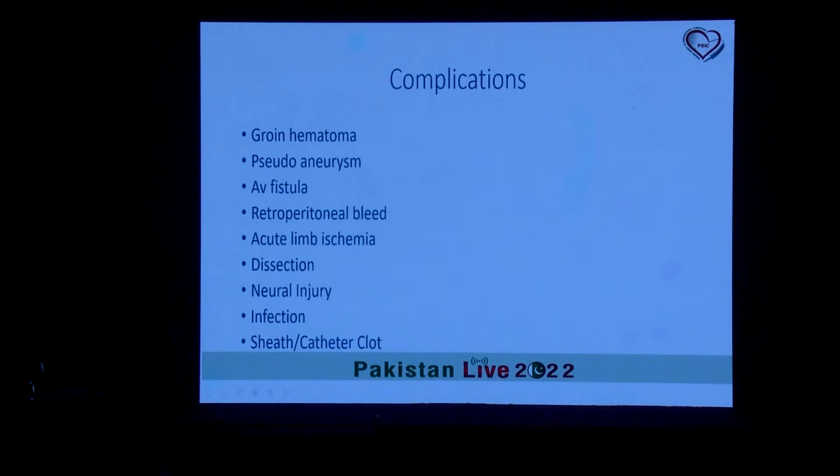The complications which can occur with femoral puncture include groin hematoma, pseudoaneurysm, AV fistula, retroperitoneal bleed, acute limb ischemia, dissection, neural injury, infection, or sheath or catheter clot. These are the number of complications which can happen with the femoral puncture.